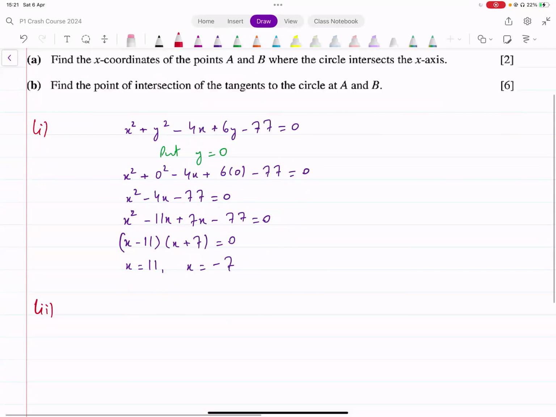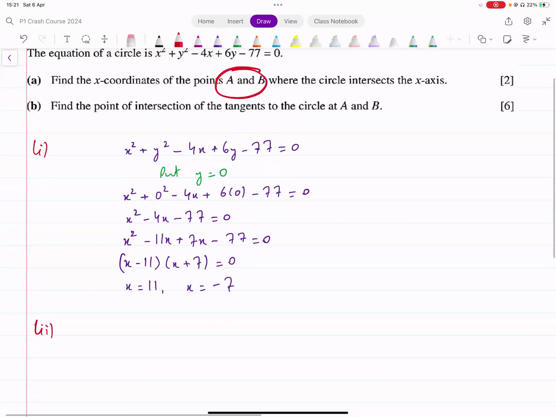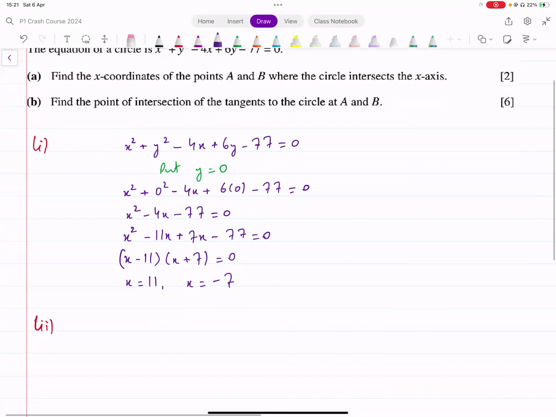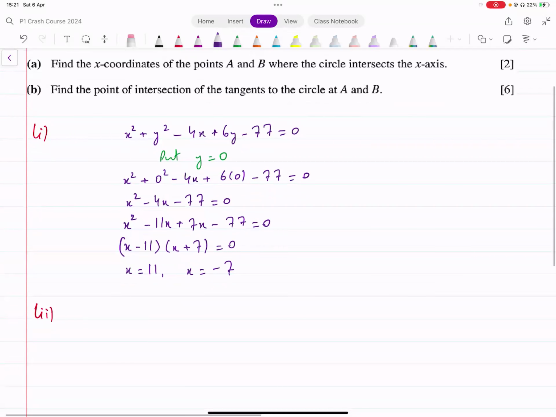Now, what about the second part? Now it says the points are A and B. Now, we don't know which one of them is A, which one of them is B. Any one of them could be A, any one of them could be B. So that's okay. We don't need to specify anything here. Now it says find the point of intersection of the tangents to the circle at A and B.